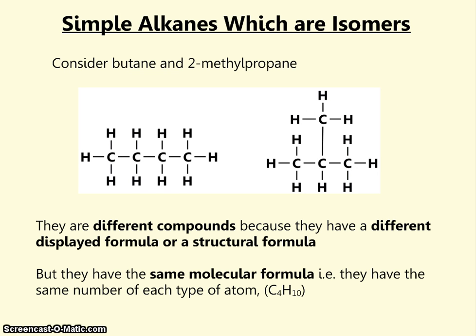Okay, so let's look at these two alkanes here. We have got butane on the left hand side and 2-methyl propane. They are different compounds because they have a different displayed formula. Okay, and that is seen by the longest carbon chain. On the left hand side it's 4 carbons, here it is 3 carbons. Now, what they do have in common is that they have the same molecular formula, i.e. they are both C4H10.